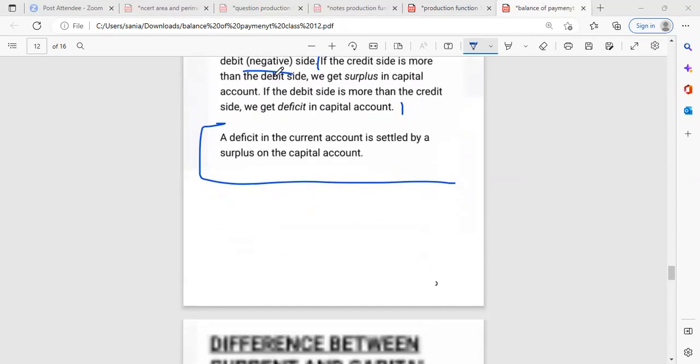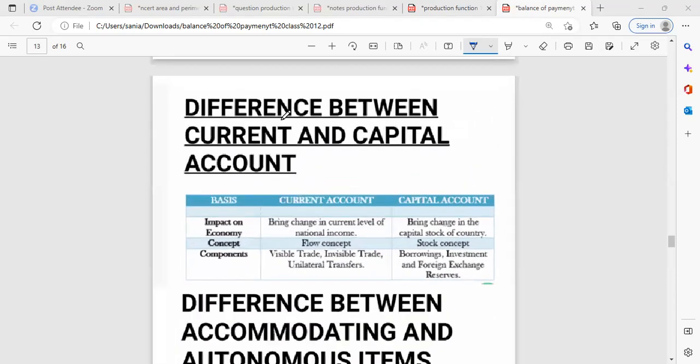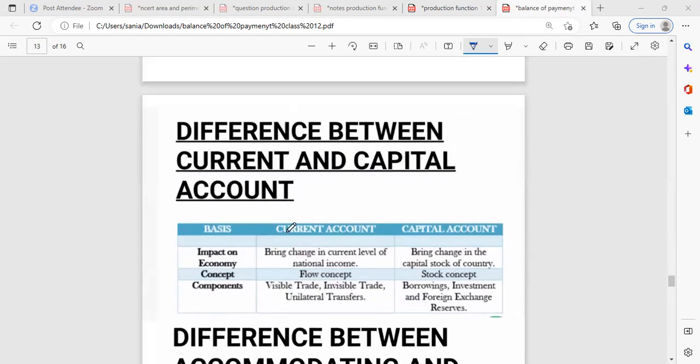Okay. Now let's move to the next part, which is the difference between the current and the capital account. Write it like this: differences between current and capital account. Impact on economy: the current account brings change in the current level of national income, and the capital account brings change in the capital stock of the country. The current account is a flow concept, the capital account is a stock concept. Component examples: visible trade, invisible trade, unilateral transfer are the components of the current account, while borrowing, investment, and foreign exchange reserve are the components of the capital account. Okay.